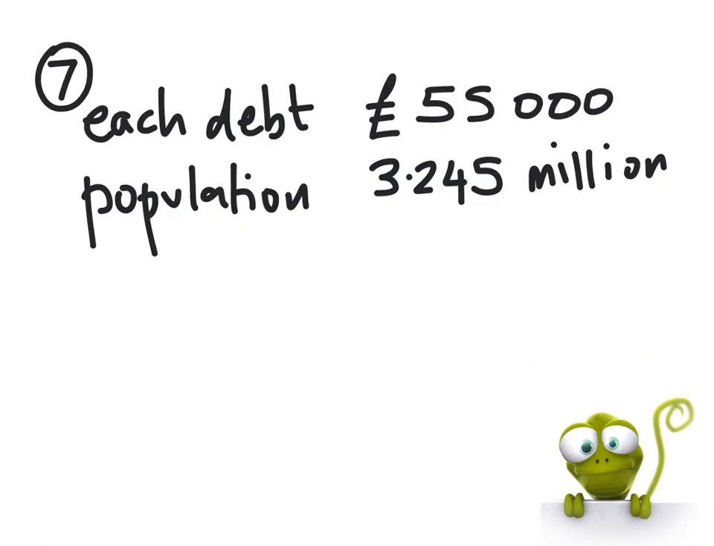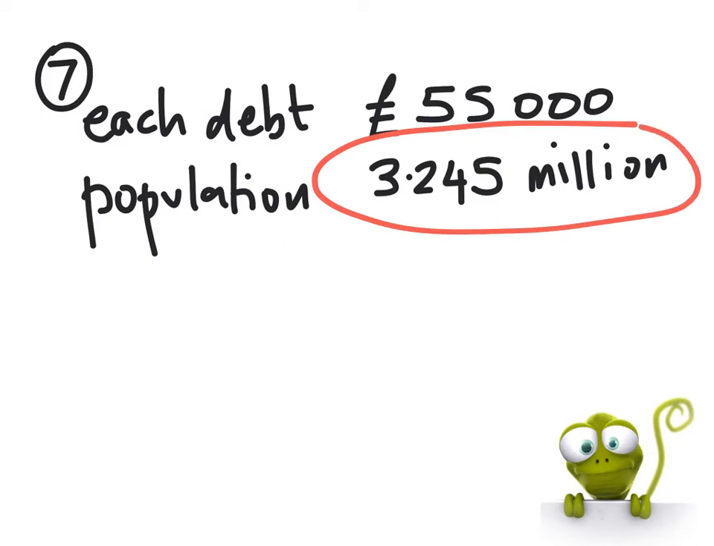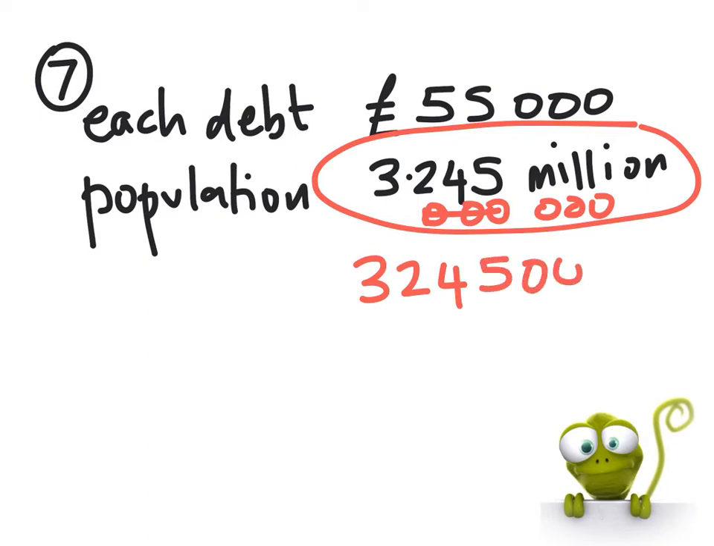Question 7. The average day is 55,000. There is 3.245 million people. First thing I'm going to do is turn that number into what we'll call a normal number rather than numbers and letters. So 3.245, remember a million has got 6 zeros. However, our first 3 zeros is actually taken up with the 245. So as a normal number, it's 3245 followed by the 3 zeros.